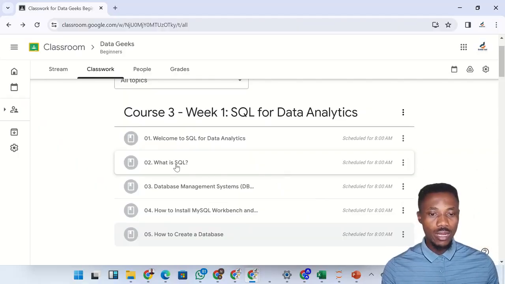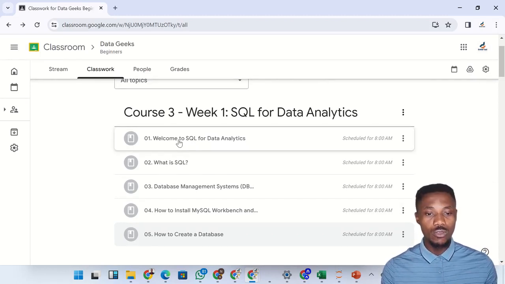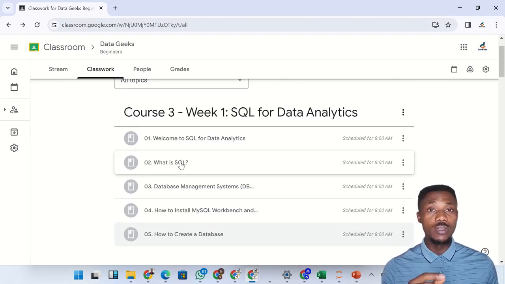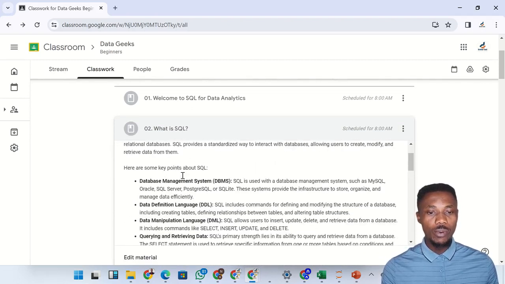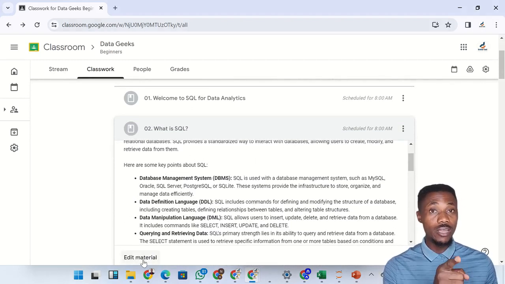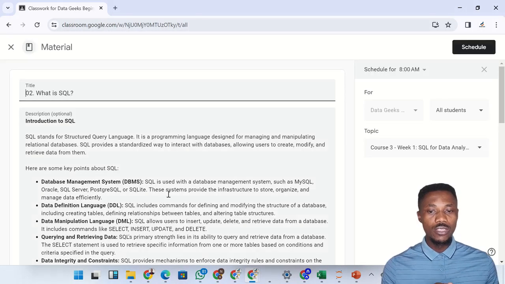Let's talk about what exactly SQL is. That is the second content, and we shall discuss that right now. Let's come to the classroom and click on the second content we've discussed, where, of course, I've welcomed you all to the course SQL for Data Analytics. Now let's learn what SQL is all about. I'll open this and then view material. In your own case, you will see view material. When you click on that, it's going to open up the instructions and the contents.